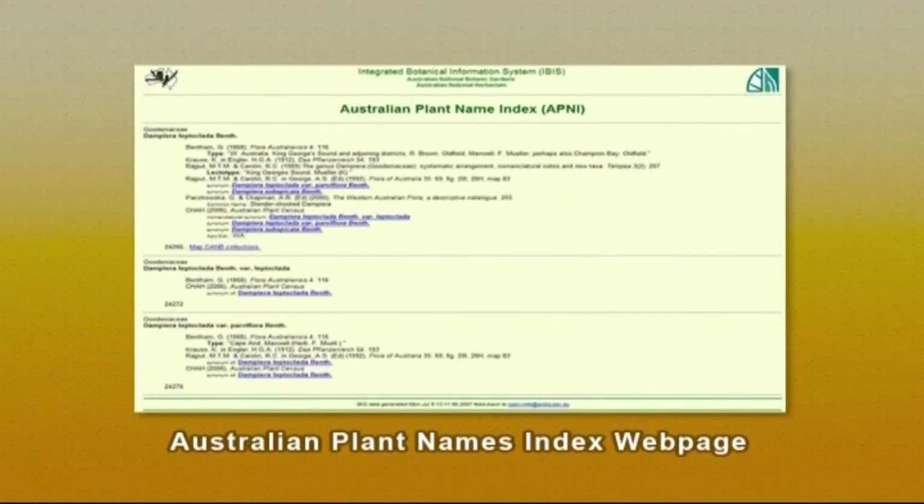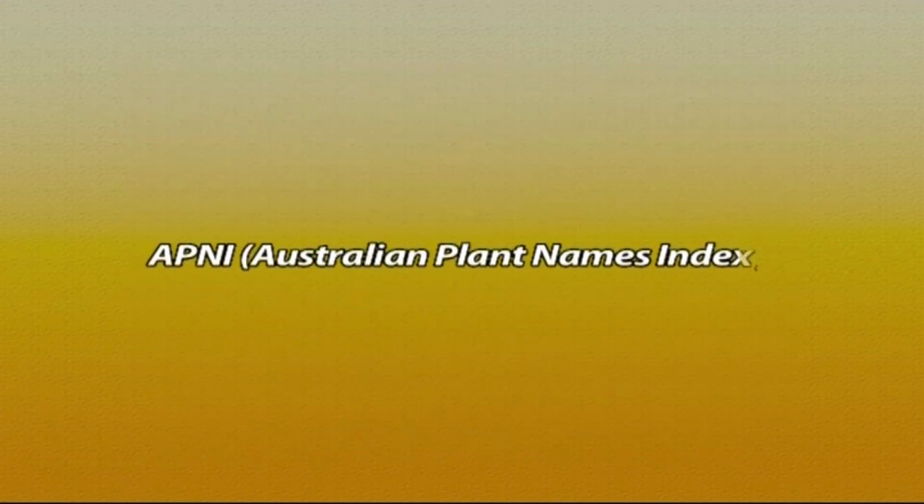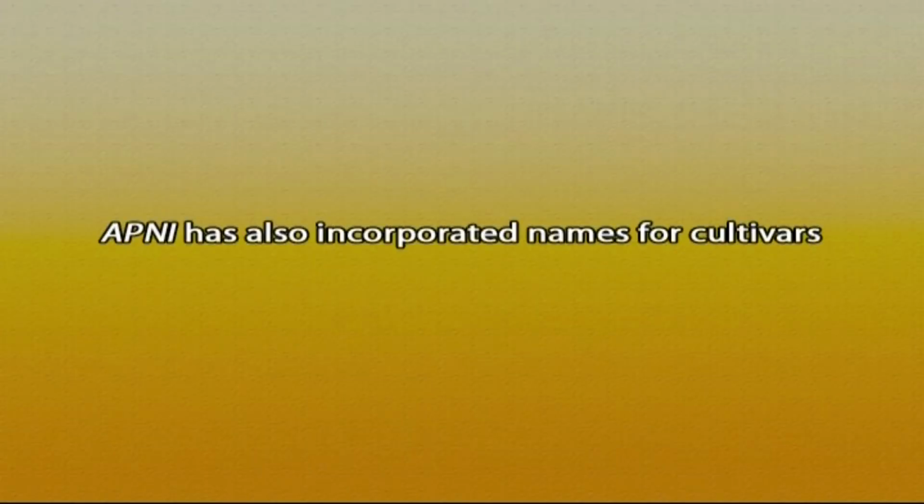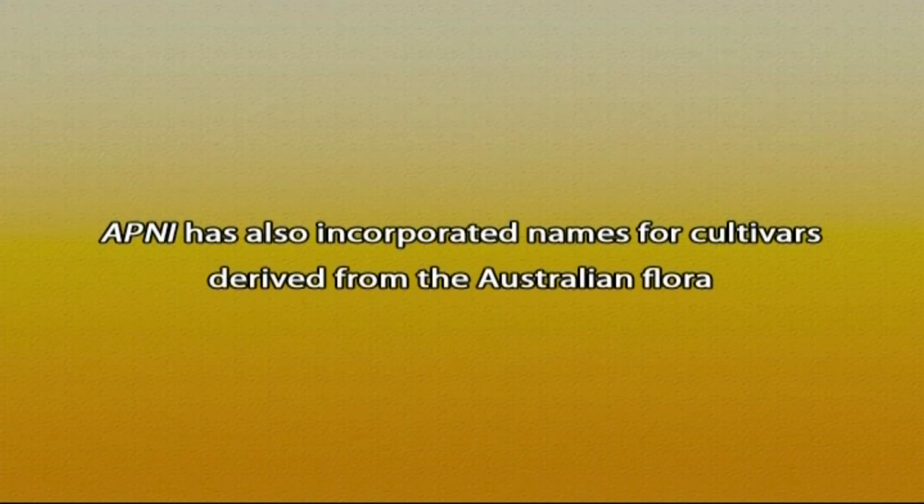This Australian Plant Names Index records names for all the Australian plants compiled since the year 1973. The APNI, the short form for Australian Plant Names Index, includes many names that were not included either in Index Kewensis or in Gray Index. In recent years, the APNI has also incorporated the names for cultivars which have been derived from the Australian flora.